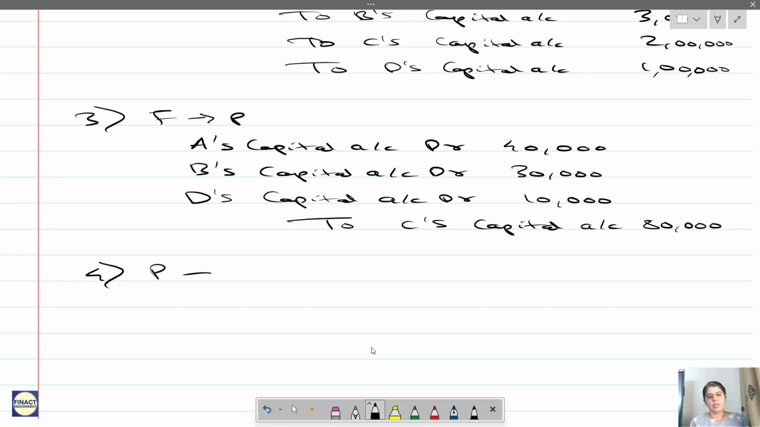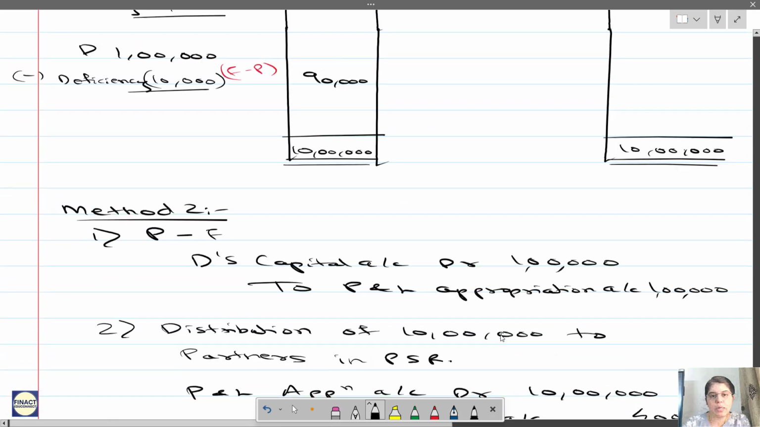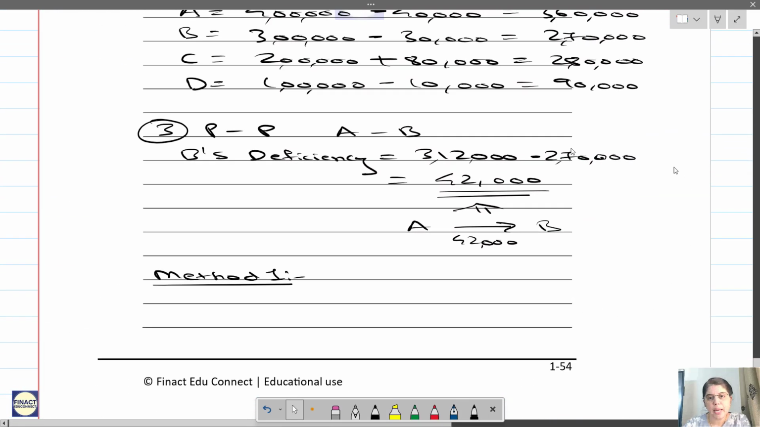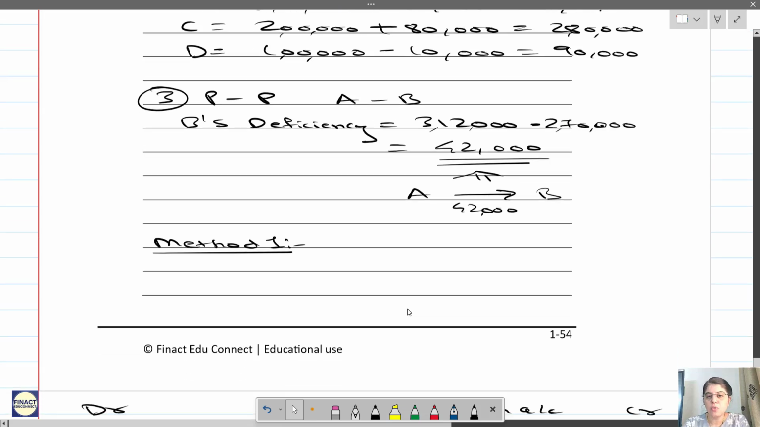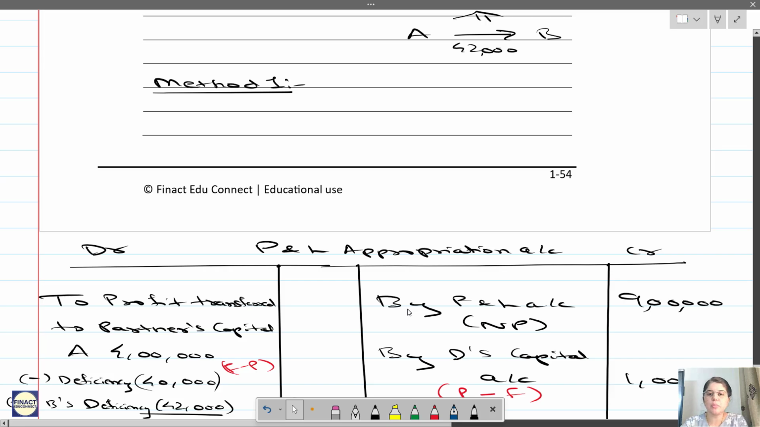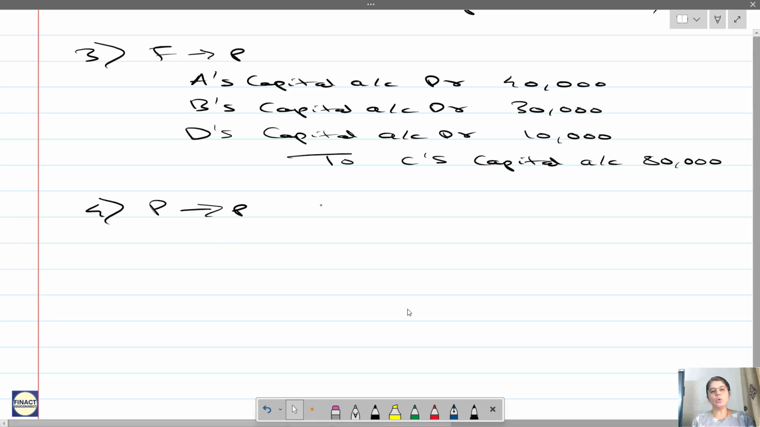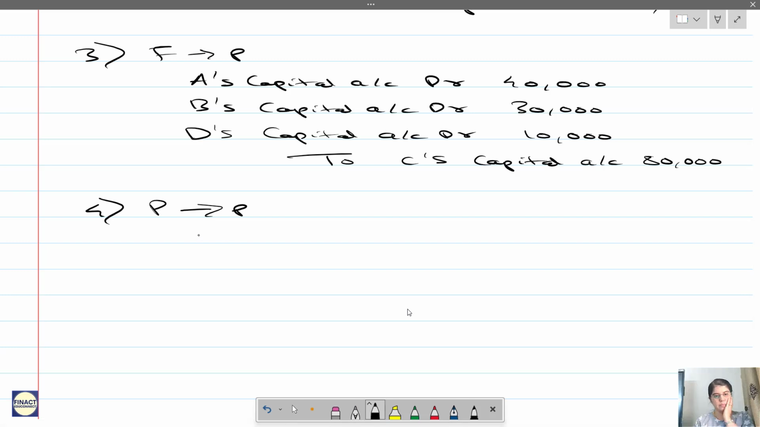Then fourth is partner to partner. Let us see the working for partner to partner now. So partner to partner is what? See, A has to give it to B. So firm will take it from A and give it to B. So A's capital account debit to B's capital account.